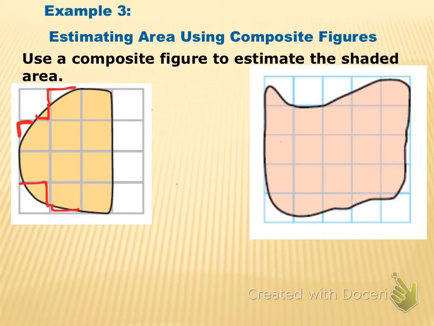And then you would just have to count how many boxes are kind of full. In this case, you would have 1, 2, 3, 4, 5, 6, 7, 8, 9, 10 units. So the area of this irregular shape would be about 10 units.